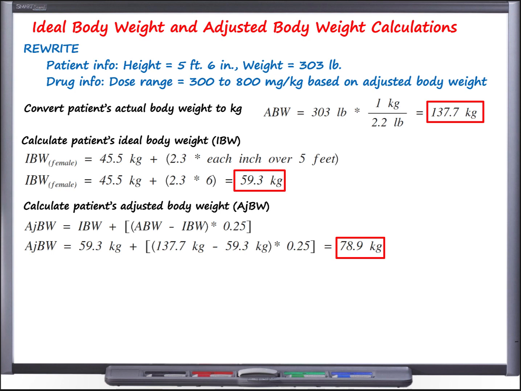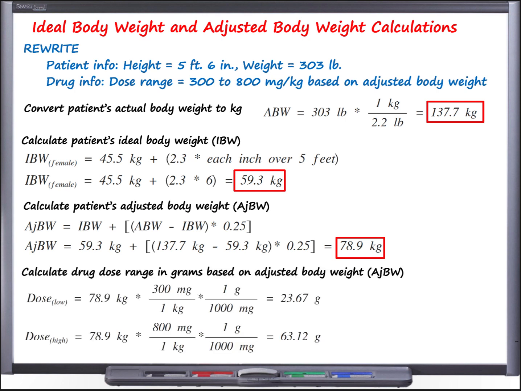And it should also make sense. Compare that to the ideal body weight. It's more. Why? Because we started with the ideal and we added to it. But it's not going to be nearly as high as the patient's actual, which was 137, right? We don't want to use their actual. That would be too much drug. So it's basically cutting 25% of the difference between the ideal and the actual to be able to calculate a more acceptable body weight for various drugs.